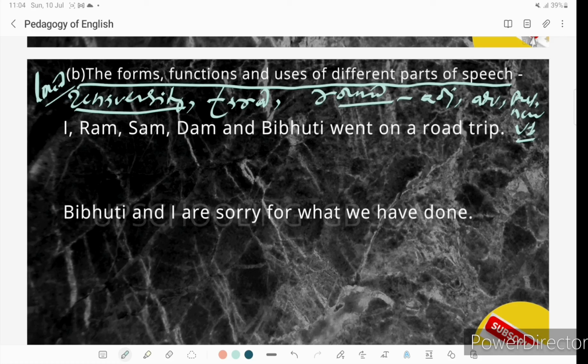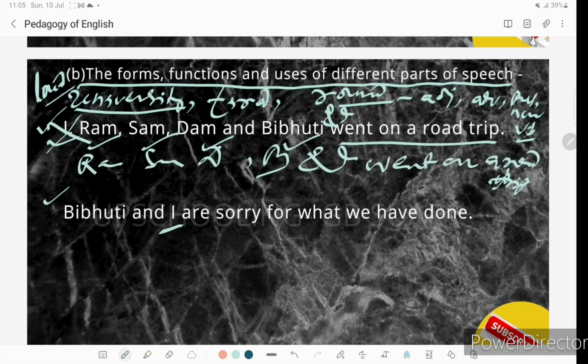So we commit a mistake when referring to a group that includes you. For example, I, Ram, Sam, Dam and Vibhuti went on a road trip. This is wrong. List yourself at the end. Then what will happen? Here I comes last. Vibhuti and I are sorry for what we have done. This is one more example. Is it correct? No, it is not. This is the difference.